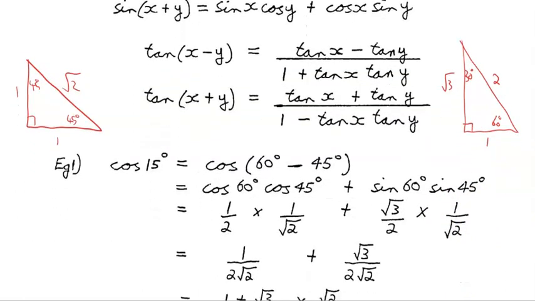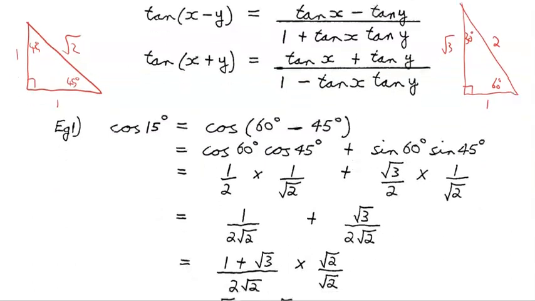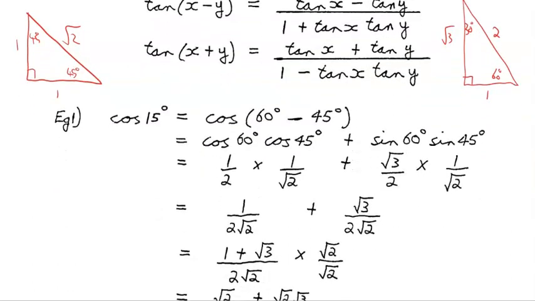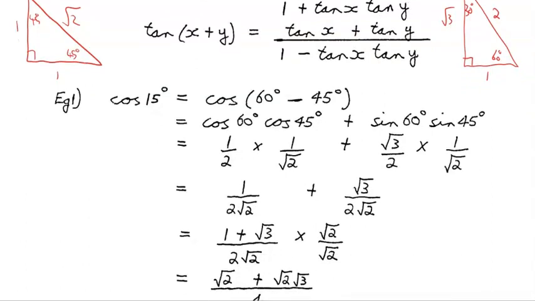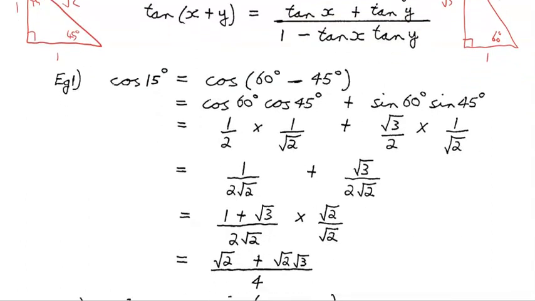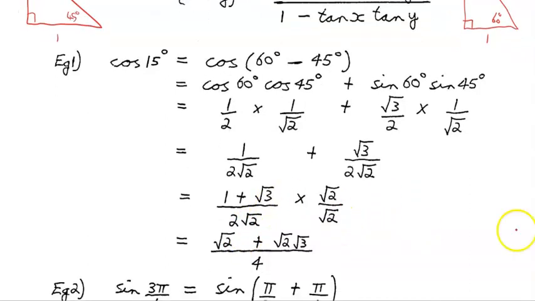We have 1 over 2 root 2 plus root 3 over 2 root 2. Rationalize the denominator by multiplying by root 2 over root 2, which just means multiplying by 1, so we're not really changing anything. When we do that, what we end up with is (root 2 plus 2 times root 2 times root 3) over 4.